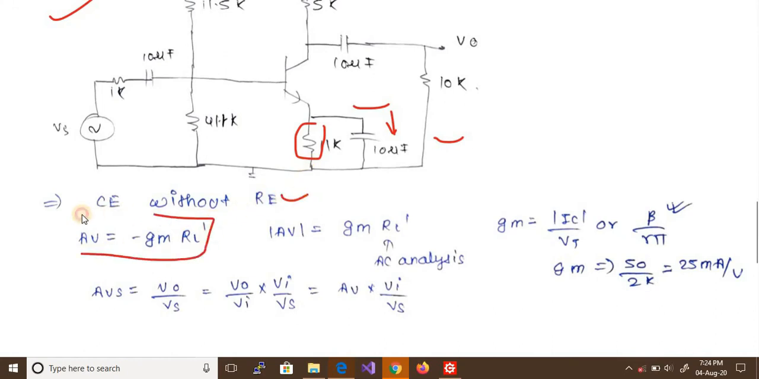The formula is Av is equal to minus gm RL dash. Earlier I have written Av is equal to Ai into RL dash upon Ri. That was just for explaining to you. This is the end result that you want to remember. Now mod of Av will be gm into RL dash. gm we know it is IC by VT, or beta upon r pi. So we can use either of these formulas.